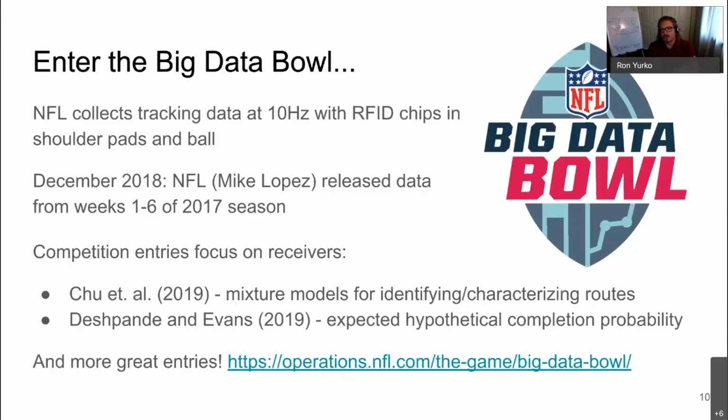And so there's been awesome work then coming from just these first 6 weeks of the 2017 season of the first Big Data Bowl: Danny Chu and others at Simon Fraser University working on characterizing routes, and work they've continued with the NFL; Samir Deshpande and Catherine Evans on their expected hypothetical completion probability model, and a lot of other great work based on using this sample of data. And so I encourage you to really check out if you haven't.